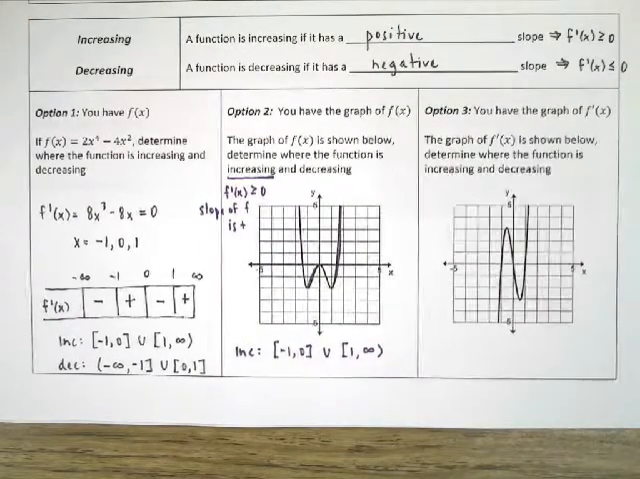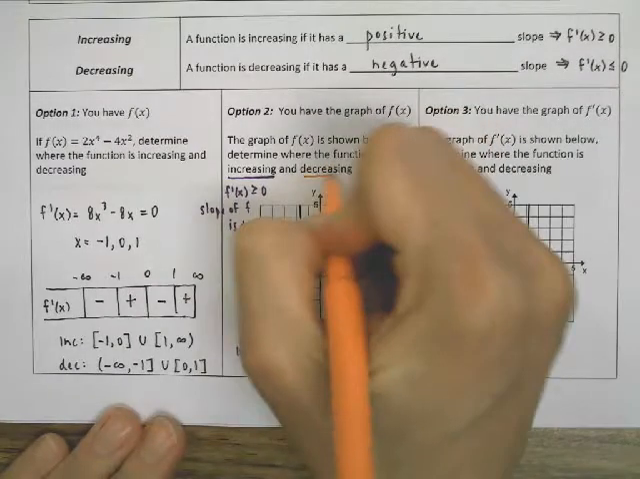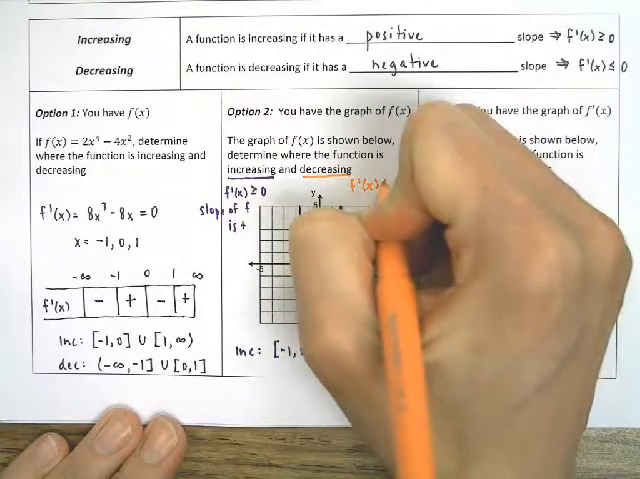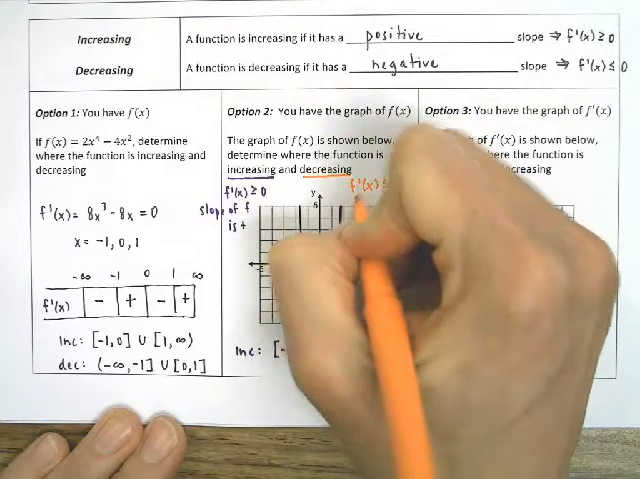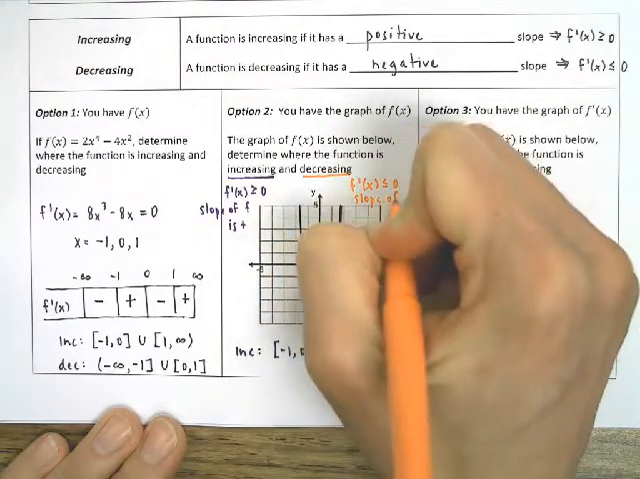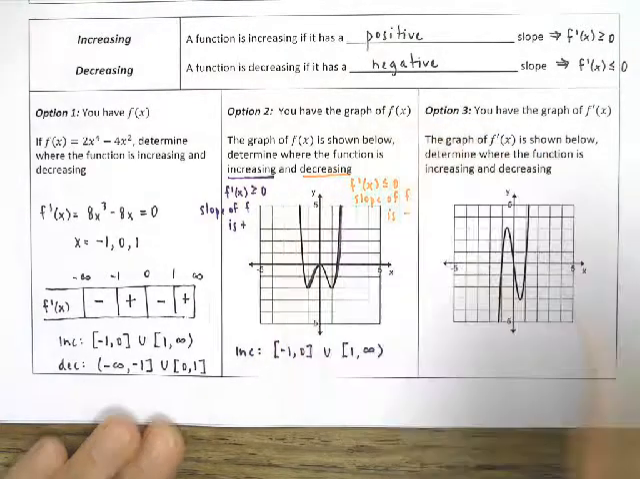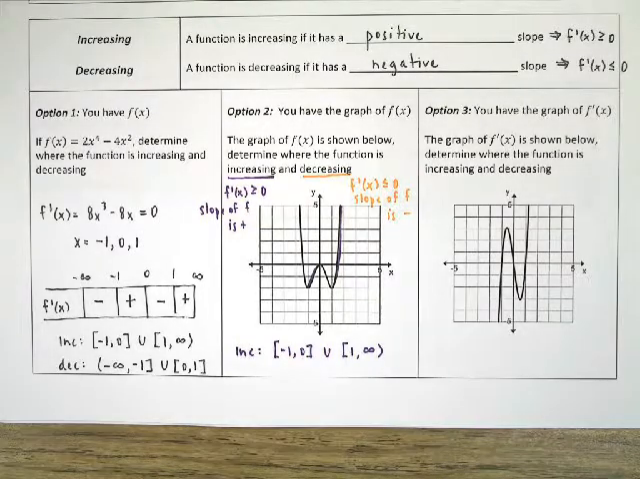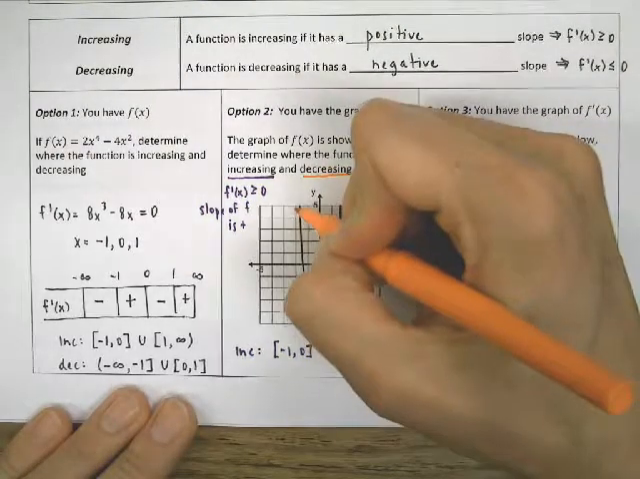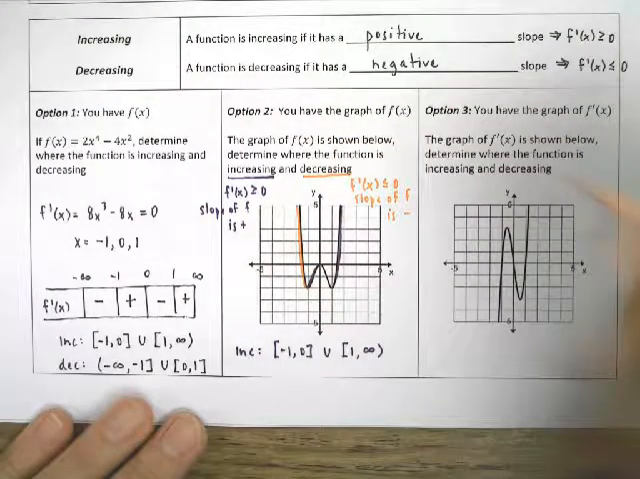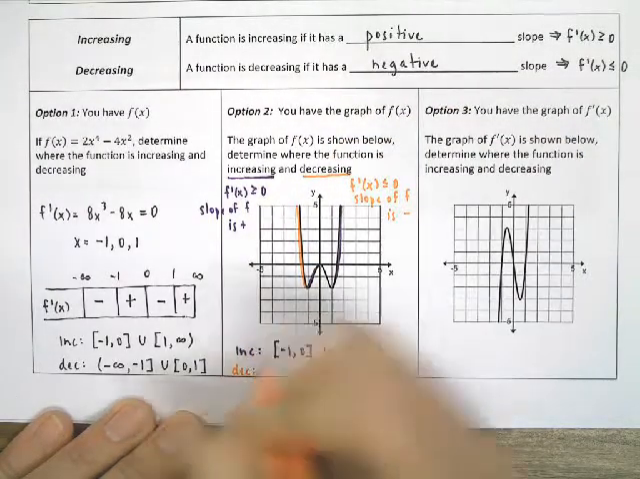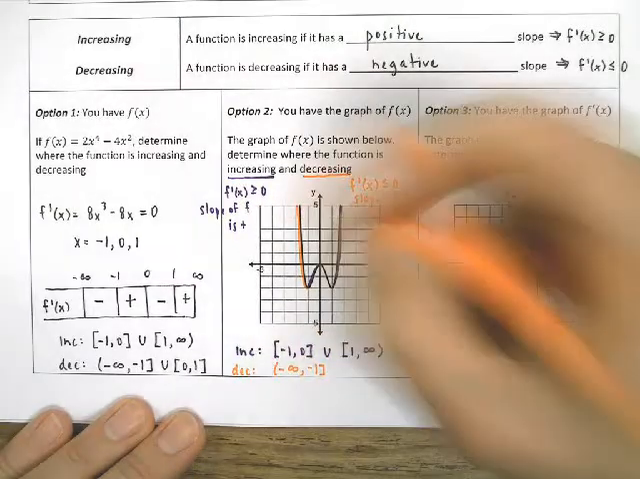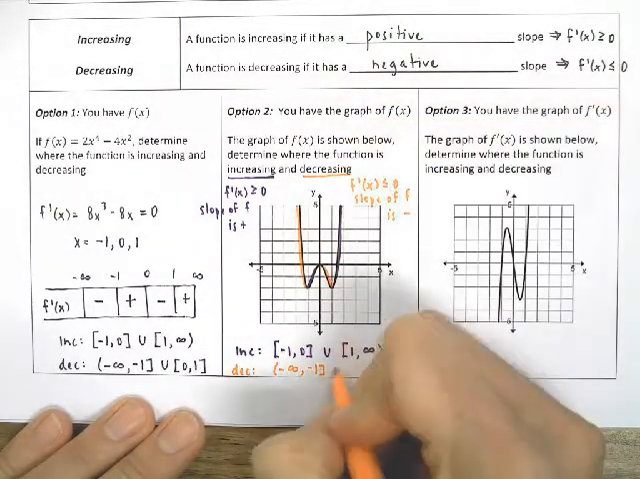And then decreasing obviously is going to be just the opposite. Right? Decreasing, we said where f prime of x is less than or equal to 0. So now we know it's where the slope of f is negative. Hopefully that's not too hard to see. So slope is negative here. So I'm decreasing from -infinity to -1, and then again between 0 and 1.